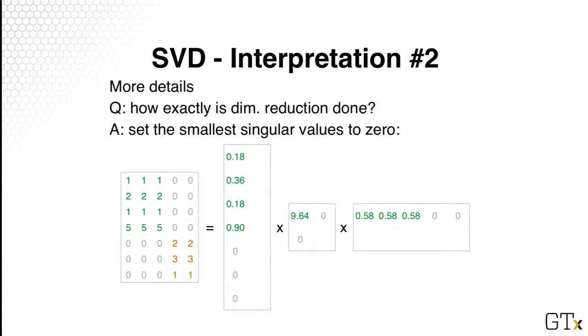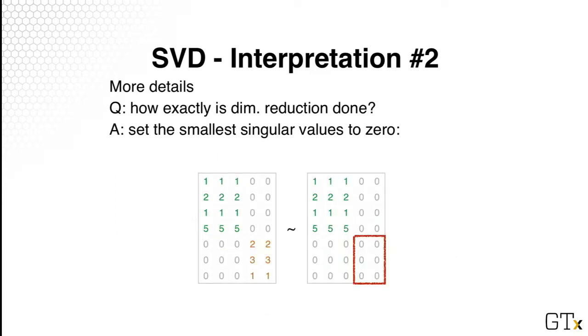If you multiply those three truncated matrices together, you will end up with a matrix that has the same dimensions as our original data matrix. But you will notice that on the lower right, all those non-zeros in our original matrix have now become zeros. That is how dimensionality reduction is done.